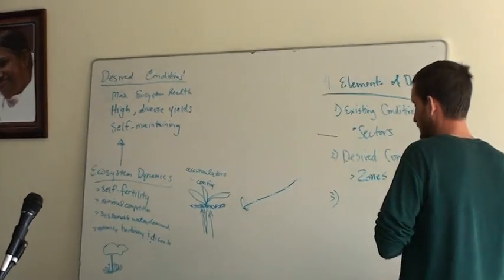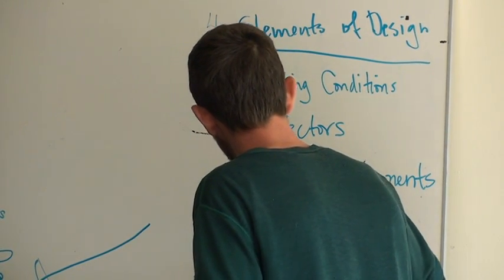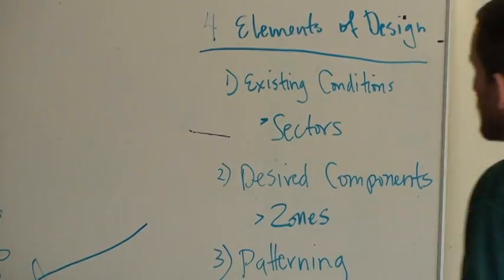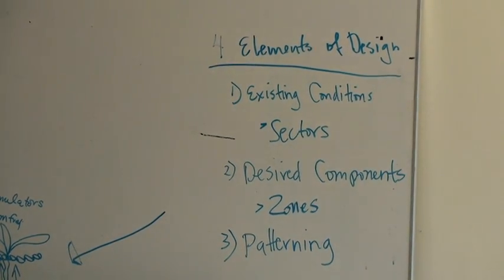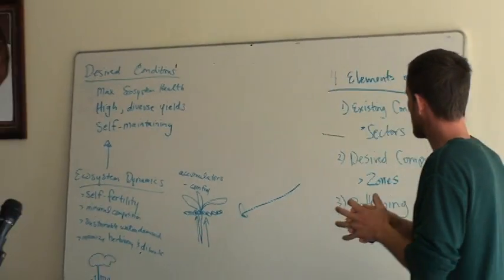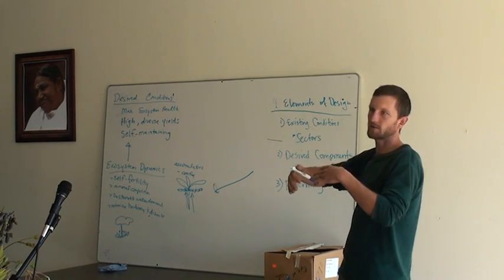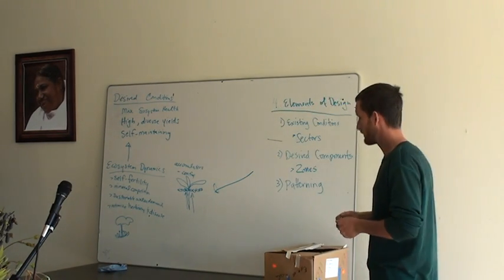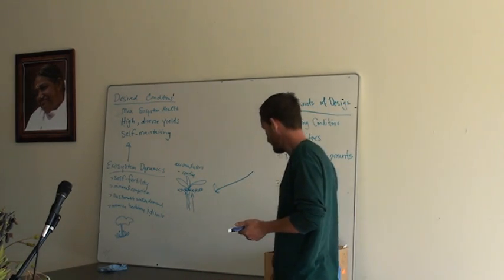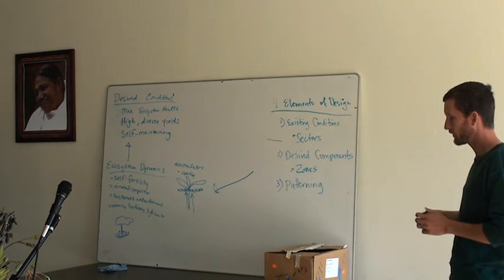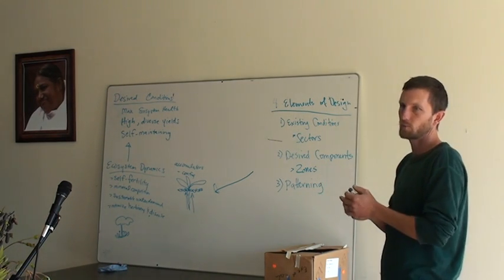And the third part is patterning. This goes along with assessing the existing conditions, which is kind of looking at sectors, and we can also think about patterns that exist on the site. But this part is patterns that you're going to overlay onto the site, things that you're going to create. This includes things like creating swales or planting a guild, companion planting, cover cropping, things that you might do to prepare the soil before you plant.